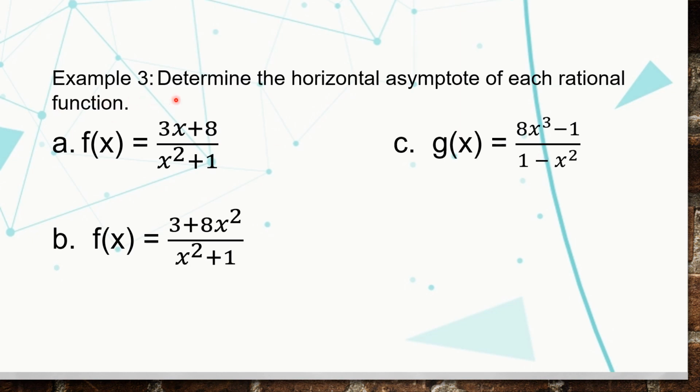Example number 3. Determine the horizontal asymptote of each rational function. A. f of x equals 3x plus 8 over x squared plus 1. B. f of x equals 3 plus 8x squared over x squared plus 1. And C. g of x is equal to 8x cubed minus 1 over 1 minus x squared.